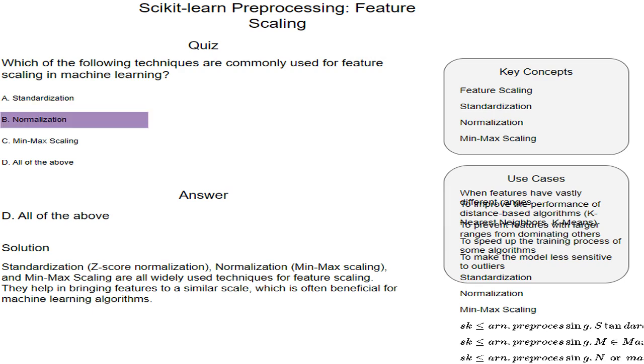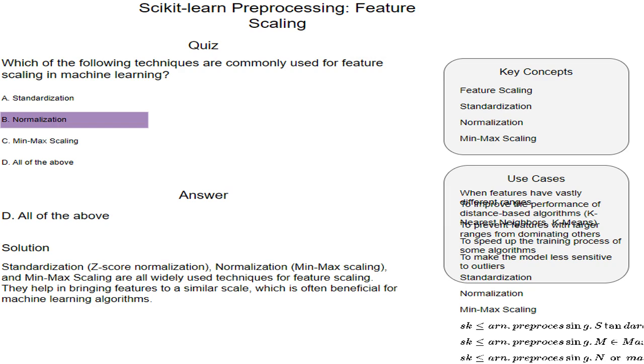Normalization. Normalization, also known as min-max scaling, scales features to a range between 0 and 1. This is achieved by subtracting the minimum value from each data point and then dividing by the difference between the maximum and minimum values. Normalization is particularly useful when the data distribution is not known or is non-normal.